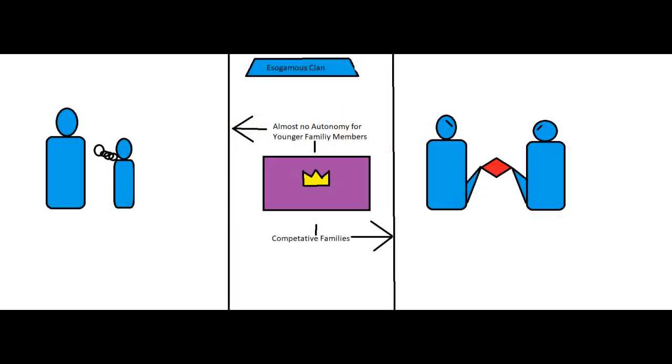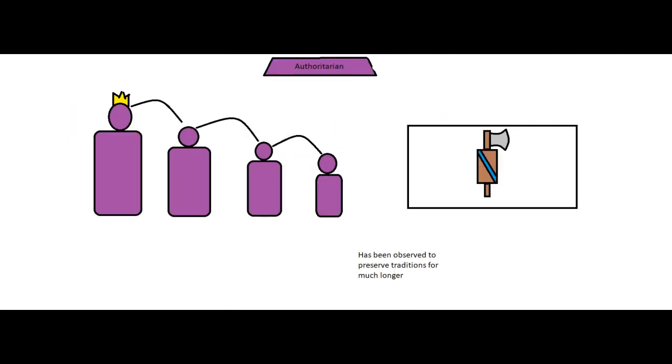We then have exogamous clan. Because it's a clan structure, it also has almost no autonomy for younger family members, but the way it differs is that it has a very competitive internal familial structure, meaning that within their families, they are very competitive. And then we have its closest relative, which is the authoritarian familial system, which is all about succession.